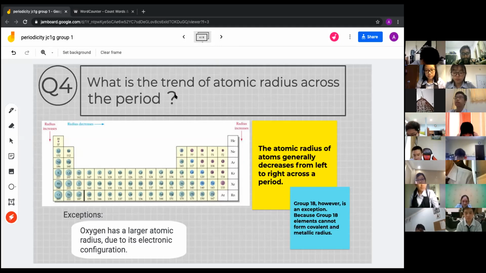Argon is group 18, so it has a complete configuration. Therefore, it can only form VDW bonds when pressed together. So when we use the calculation with the formula from slide one, it's going to give a way bigger value, but that's because it's not covalently bonded.